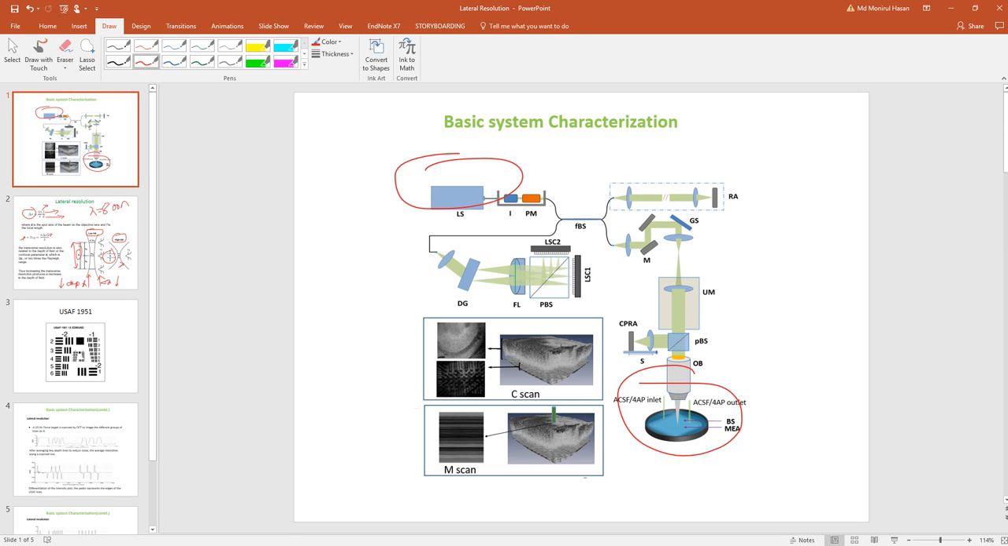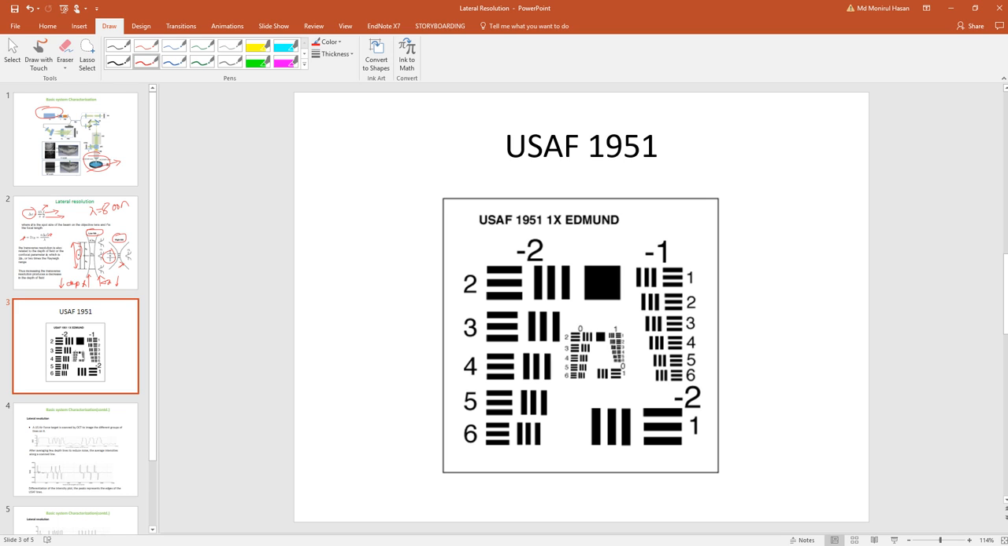Say this is our setup. To calculate the lateral resolution, we have to use a target. We can use in the sample arm the USAF 1951, this kind of target, which is basically nothing but black and white strips. We will take some cross-sectional data of the USAF 1951, and from this data we will figure out the lateral resolution of our setup.